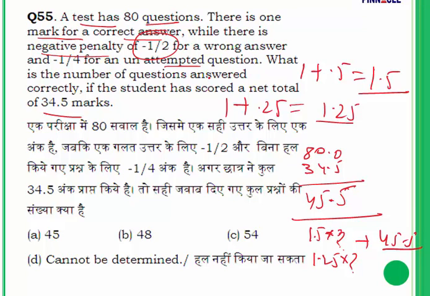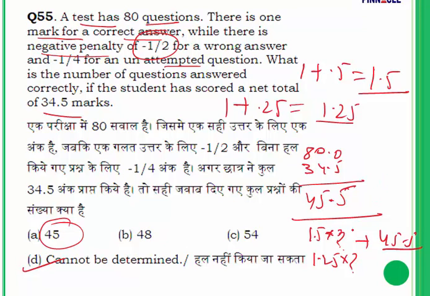Now the question is, what is the number of questions answered correctly if the student has scored a net total of 34.5? Now from this, if he got 45 correct, it means how many wrong? 35 wrong or unattempted. The combination can be in different perspectives. So the answer would be D. Why D? Because we cannot say how many were wrong and how many were unattempted, because the combination can go in many directions. That's why the answer cannot be determined.